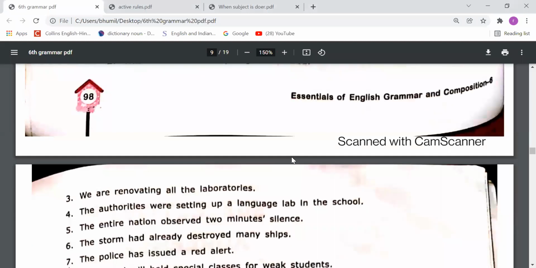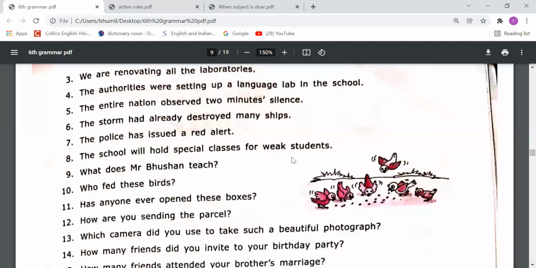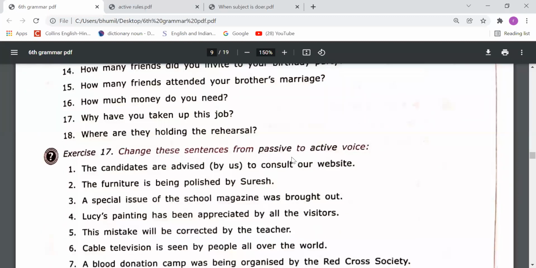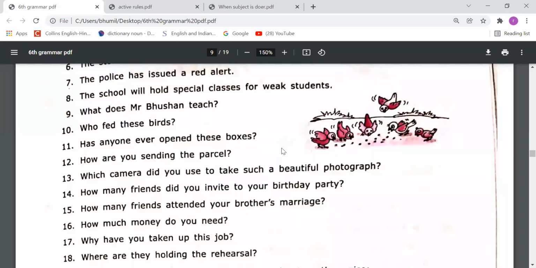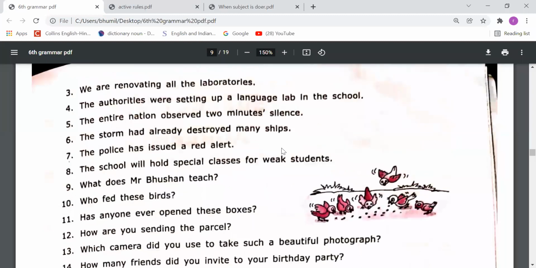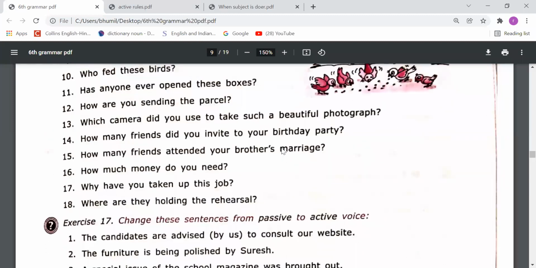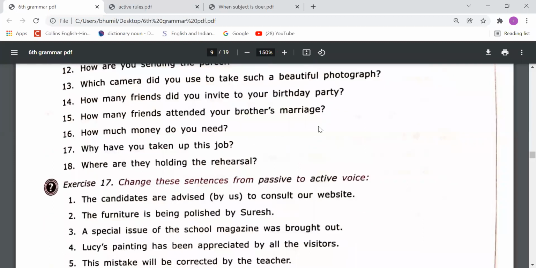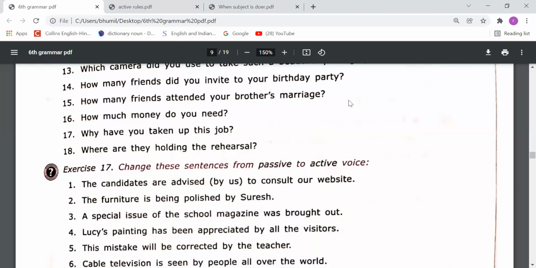Now please tell me about the sentence number. I think we can do all sentences of this exercise by ourselves. Now let's come to exercise number 17. The rest of the sentences of this exercise you have to do by yourself, and soon we will discuss the answers. Exercise number 17. It is a little difficult for you all because now we have to change sentences from passive to active voice, right?